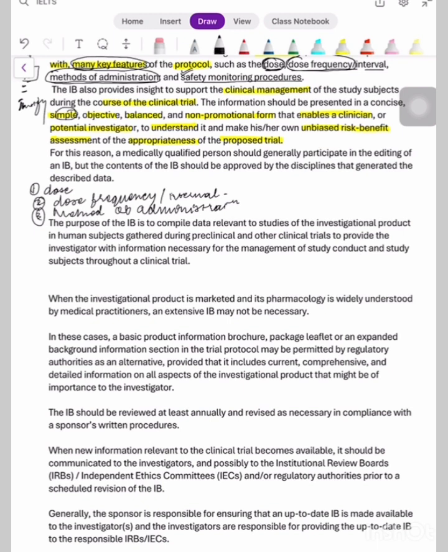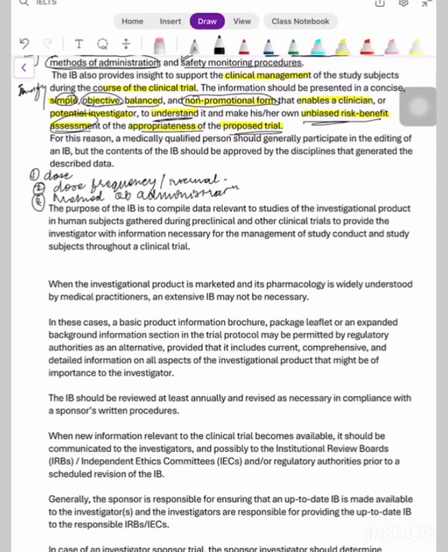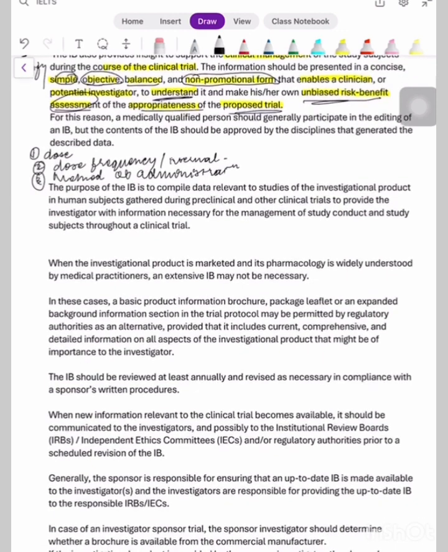The IB should be presented in a way where it is simple and concise. The objective should be clear. It should be balanced and non-promotional. It's not that you would be giving only positives about your own drug. We need a very unbiased opinion, and therefore the potential investigator would also understand it and make an unbiased risk-benefit assessment of the appropriateness of the proposed trial, and that is how he would be able to make out, based on his judgment from the IB, whether to go ahead with the proposed trial.